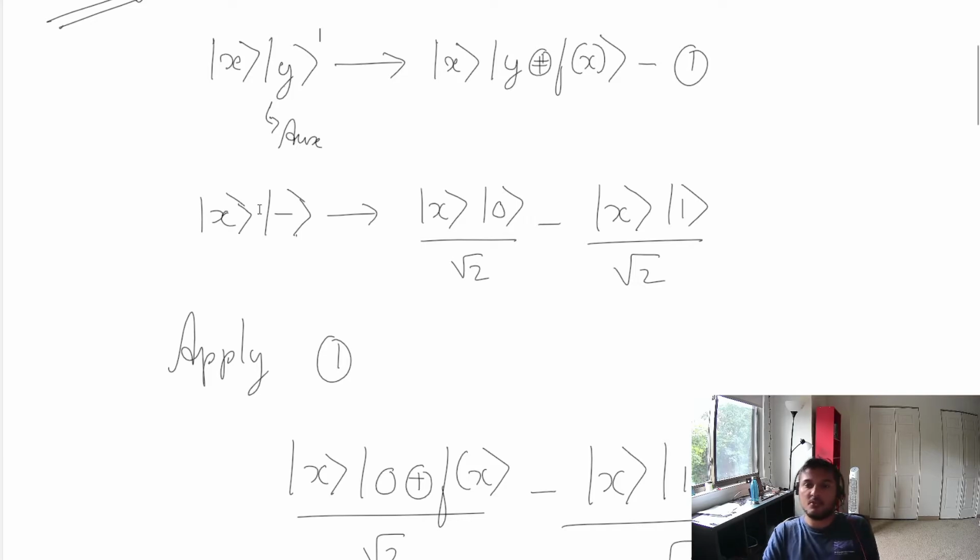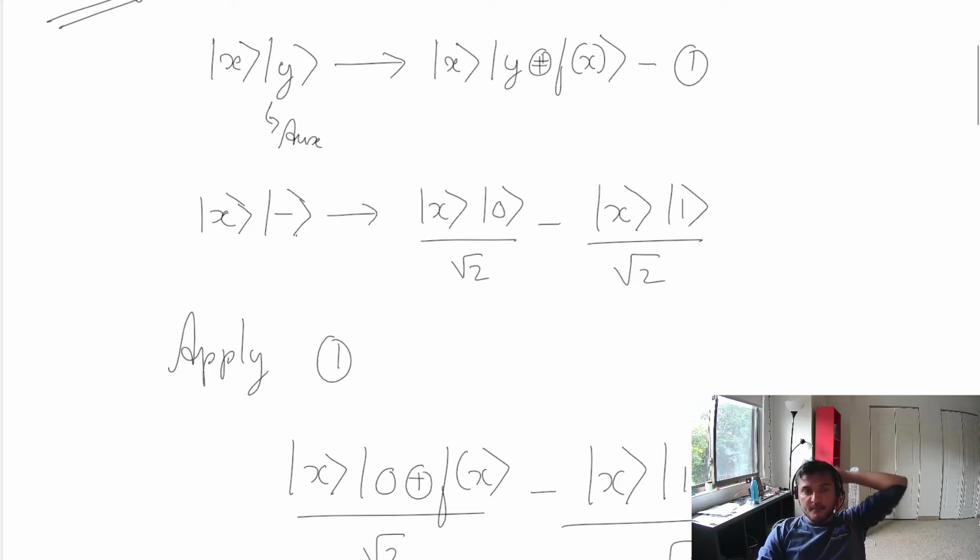If you remember, minus state was 0 minus 1 divided by square root 2. So suppose my auxiliary is this, then what would happen is, for the 0th state, first I have to compute what f of x is. Right, my bad, I've just replaced the minus with the value of this state. So minus is 0 minus 1 over square root 2. So here I have just replaced it here.